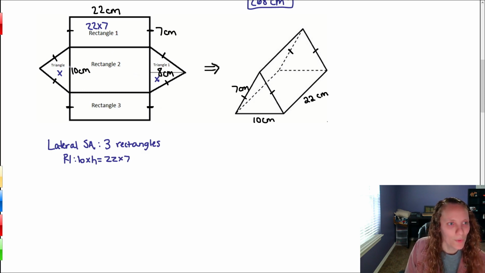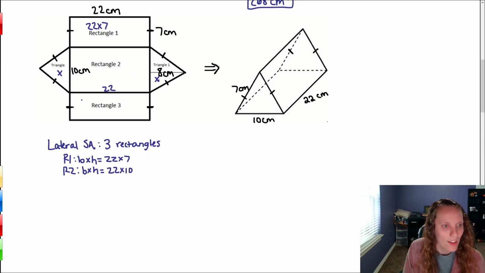For rectangle 2, I see a 10 along the side. This longer side is still going to be 22 from above. So for rectangle 2, we're going to still do base times height, but this time we would do 22 times 10. Then for rectangle 3, if you notice there's a little line here and a line here, that means that those sides are actually the same size. And so if this little line means 7, then that means this one is also 7 centimeters. So rectangle 3 is also going to be a 22 by 7.